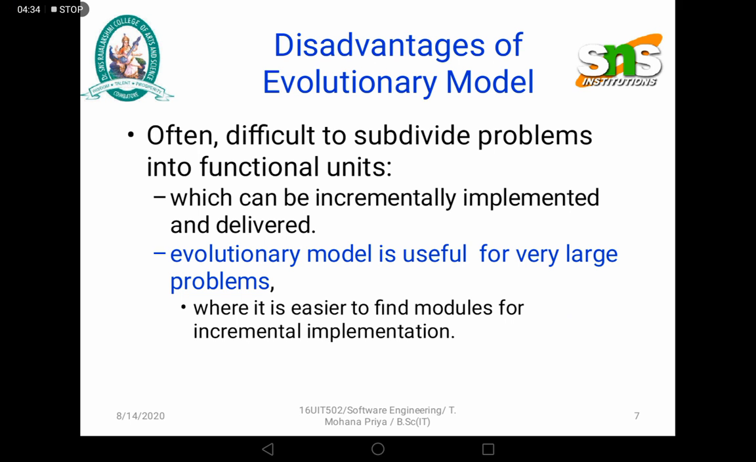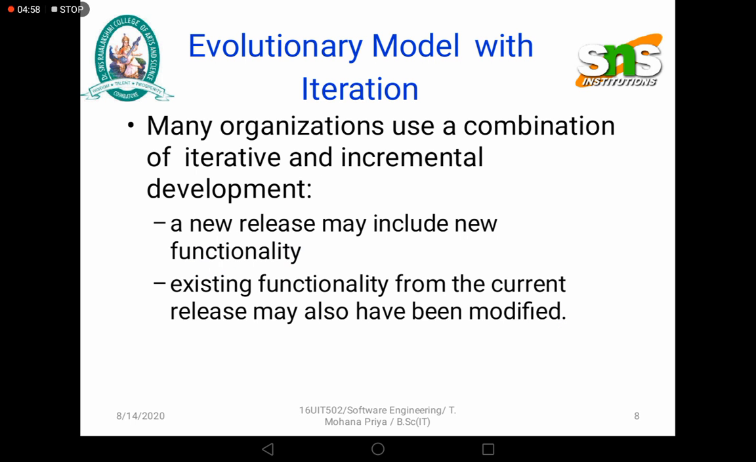What are the disadvantages of the evolutionary model? It is often too difficult to subdivide the problem into functional units. The development team may be confused about which is the core module and which is the least important module. That is the major task in the evolutionary model. The evolutionary model is useful for very large problems where it is easier to find modules for incremental implementation. Many organizations use a combination of iterative and incremental development instead of the evolutionary model.